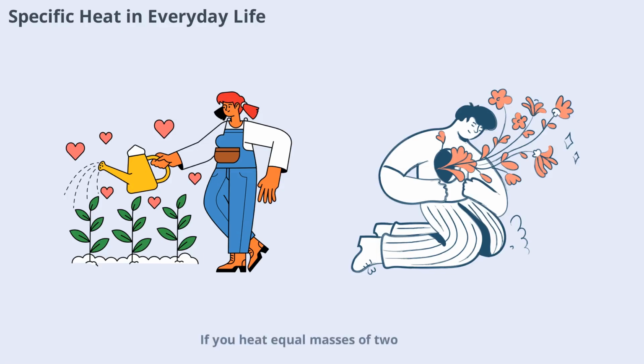If you heat equal masses of two substances with the same amount of energy, their temperature rises will differ. Substances with low specific heat capacity heat up quickly, while those with high specific heat, like water, heat up slowly. This property makes water an excellent heat buffer in nature and technology.